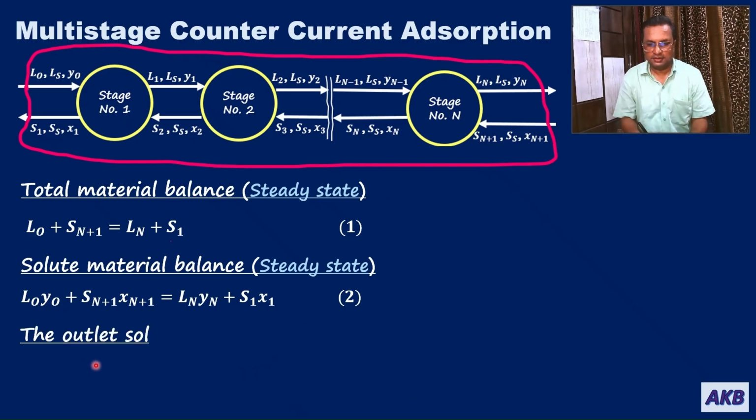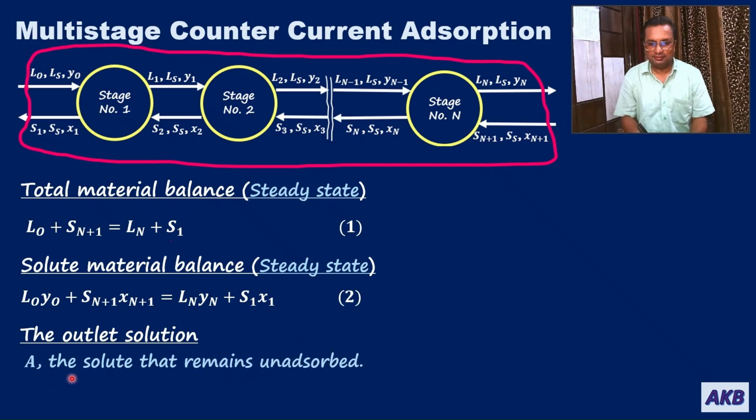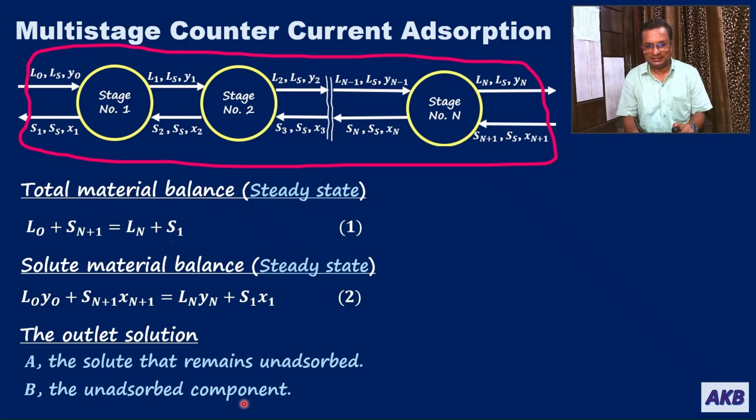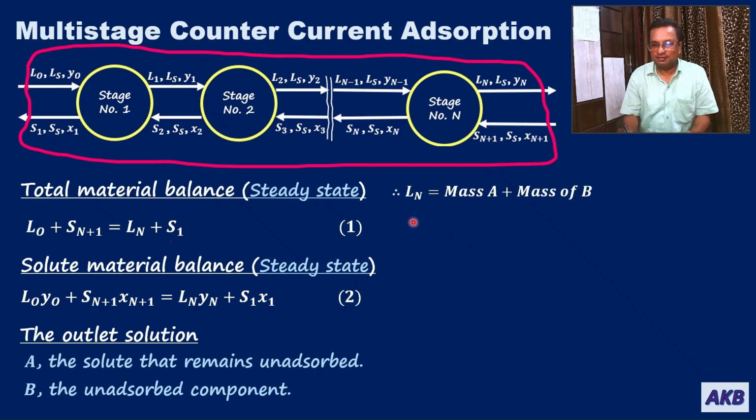Okay, now the outlet solution will contain A, which would be the solute that remains unadsorbed. Then it will contain B, the unadsorbed component. It will remain as it is. The quantity in the inlet solution and the quantity in the outlet solution will be the same. So mathematically it will be expressed as Ln is equal to mass flow rate of A plus mass flow rate of B. That is, Ln is equal to small yn into Ln plus Ls, because small yn into Ln is mass flow rate of E.